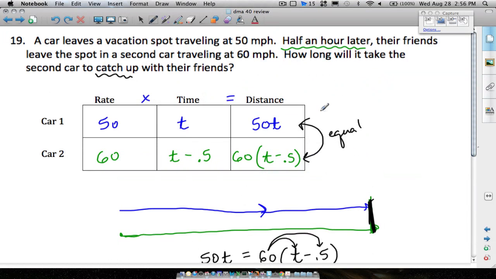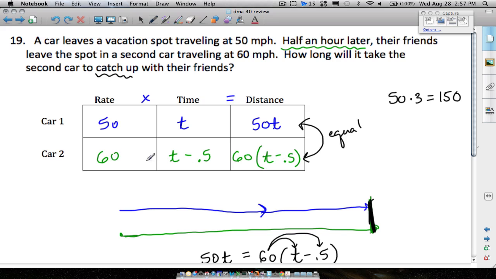Let's look back at this problem. Suppose I did ask you to find the distance. How far did these cars travel? Well, we found the answer to be t equals 3. Our answer was 3 hours. Well, if they traveled at 50 miles per hour for 3 hours, that would be 50 times 3. That car traveled 150 miles. Car 1 traveled 150 miles because they traveled at 50 miles per hour for 3 hours.